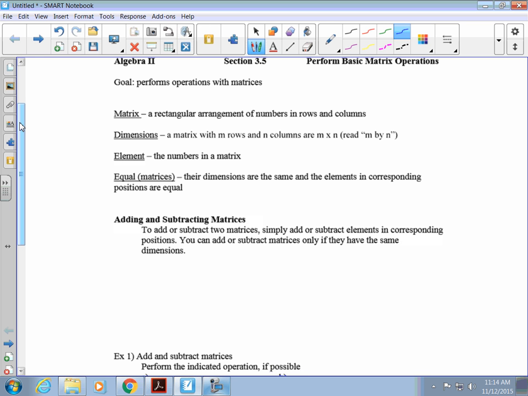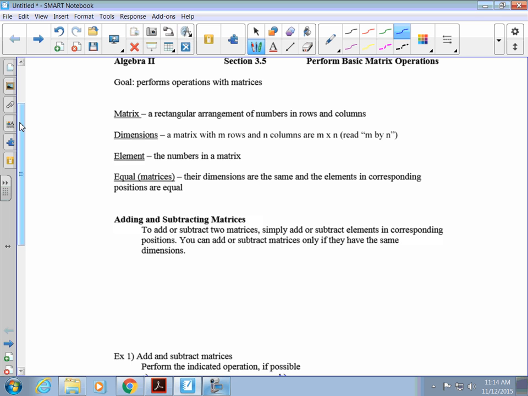So when we talk about the dimensions of a matrix, a matrix with m rows and n columns is read as m by n. So it's an m by n matrix. We're always going to ask, how many rows does the matrix have? That's our first number. And then how many columns does the matrix have? That's our second number. So again, rows go across and columns go up and down vertically. And then the element is the number in a matrix.